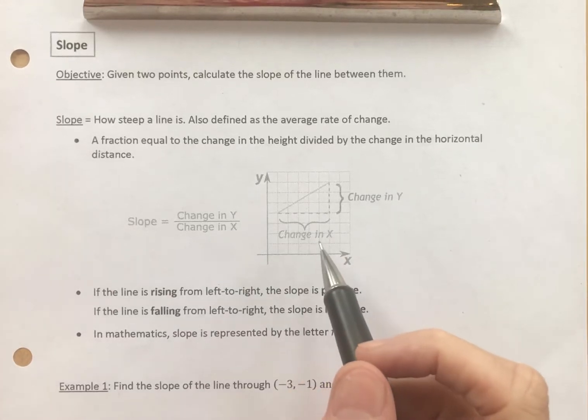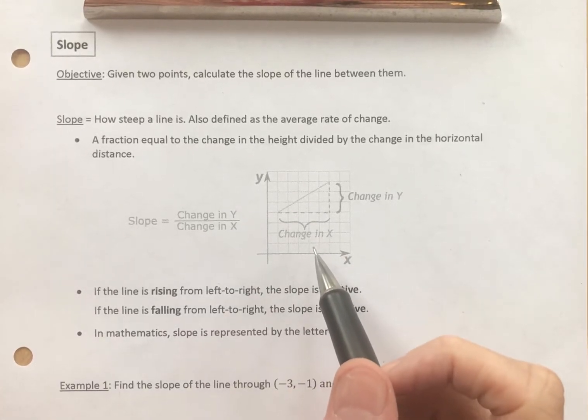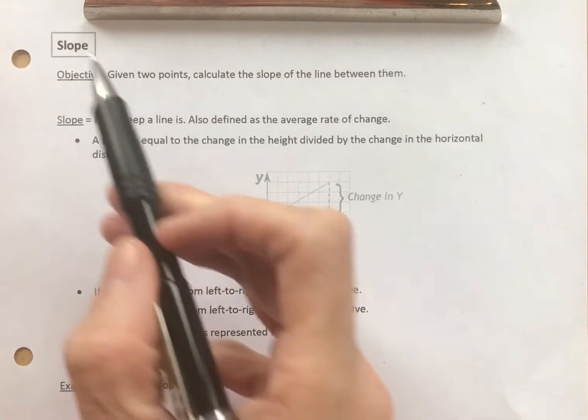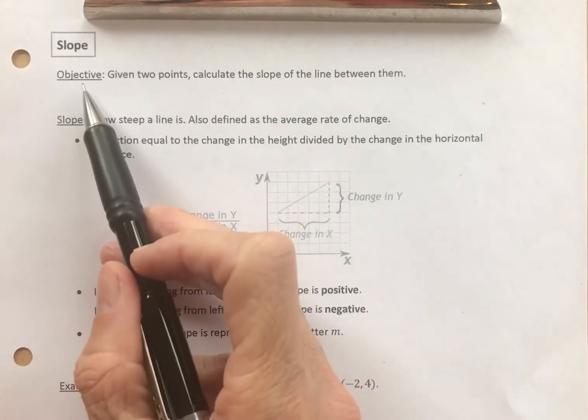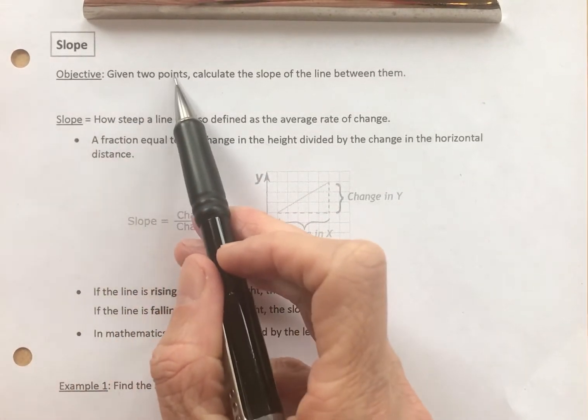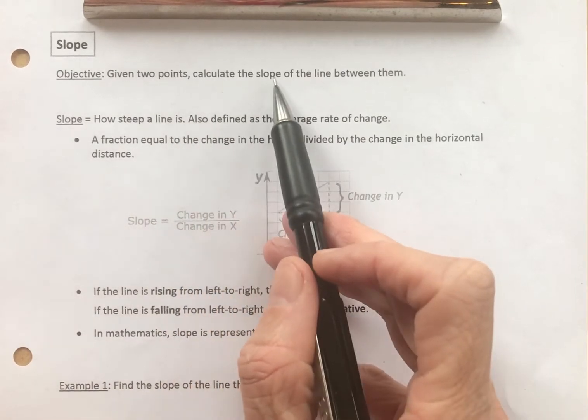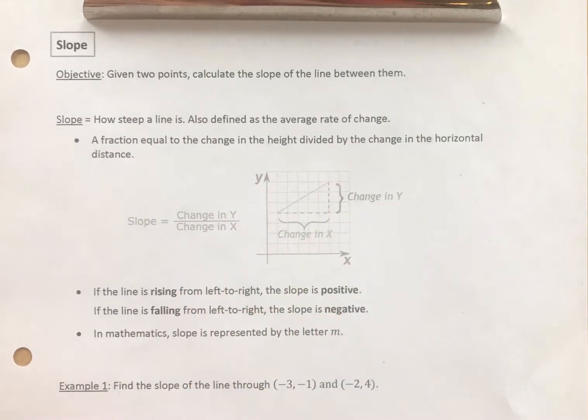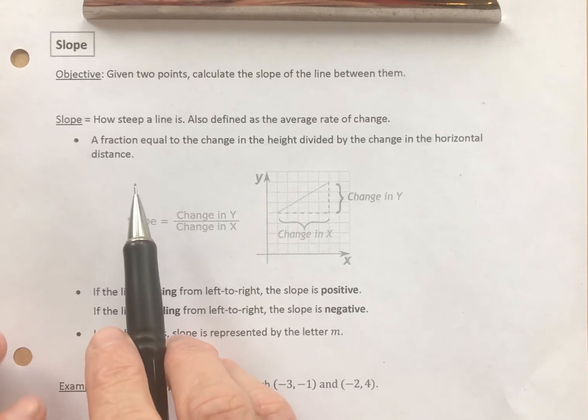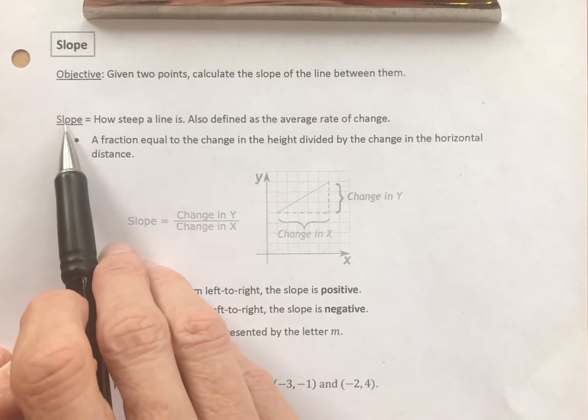Going to start a series of videos on lines, and we're going to begin with slope. Our objective: given 2 points, calculate the slope of the line between them. Well, first things first, what is slope?